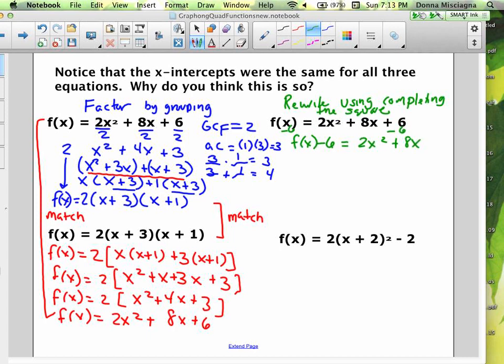But before I divide, because when I divide, I can't get rid of anything. If I'm rewriting, I can't get rid of anything. Otherwise, I have a different equation. So we have f of x minus 6. I'm going to factor the 2 out of these two terms, and I'm going to leave the 2 right there. So I have 2x squared divided by 2 is an x squared. 8x divided by 2 is a 4x.